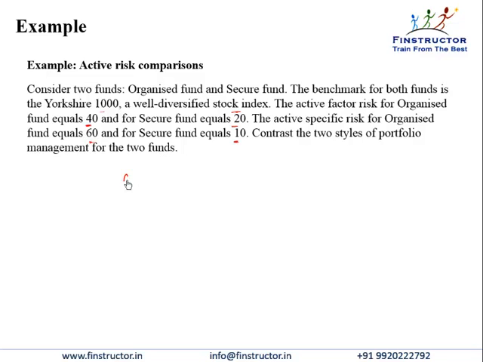So Organized Fund is taking both types of calls. It's taking sectoral calls as well as stock calls. Whereas Secure Fund, we see, is not taking many stock calls. Its outperformance, or its deviations, are coming mainly from factor exposures or sectoral calls.